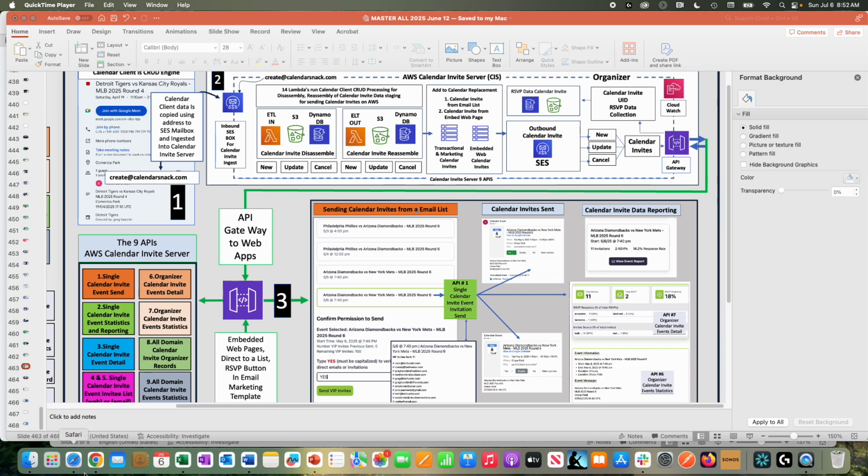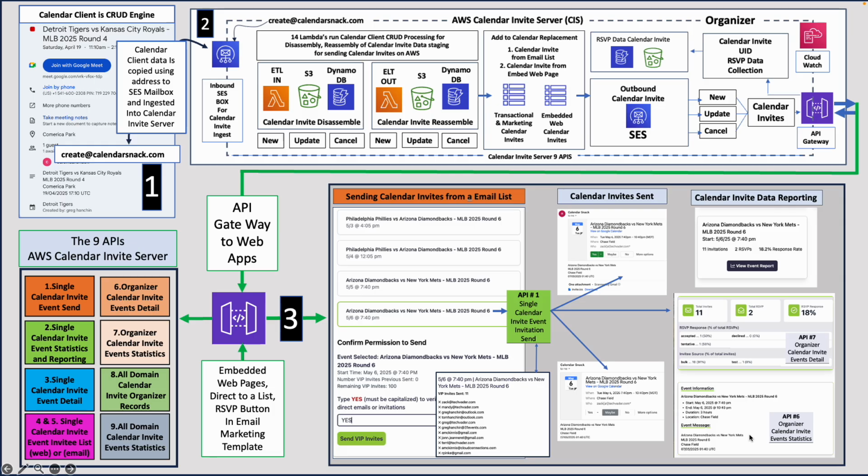Just a quick review on how we ingest data into the AWS Calendar Invite Server. The quick view is anyone who has a calendar client can send data to a pre-described email box that you set up on your AWS Calendar Invite Server, under a domain specific to yours, with whatever configuration management you want to do with the Simple Email Service. So in the demo we've set up, it is create@calendarsnack.com.